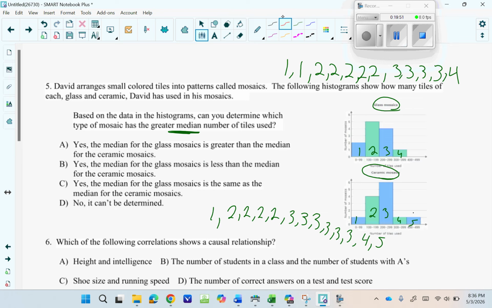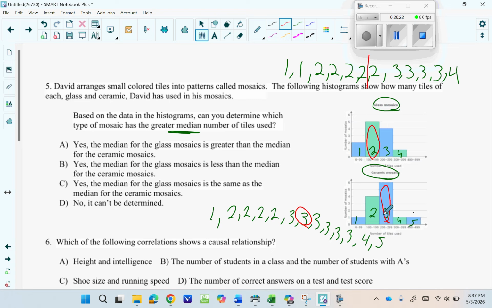So the median is the exact center number. So let's see, 1, 2, 3, 4, 5, 6, 7, 8, 9, 10, 11, 12. 1, 2, 3, 4, 5, 6. Okay, so my median here is in here somewhere. Okay, let's go down here. 1, 2, 3, 4, 5, 6, 7, 8, 9, 10, 11, 12, 13. 1, 2, 3, 4, 5, 6, 7. Okay, so my median for the ceramic is in that blue one.